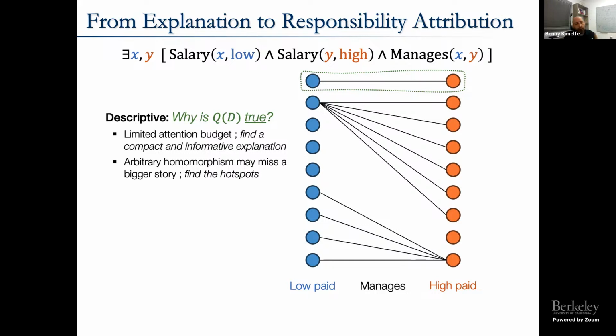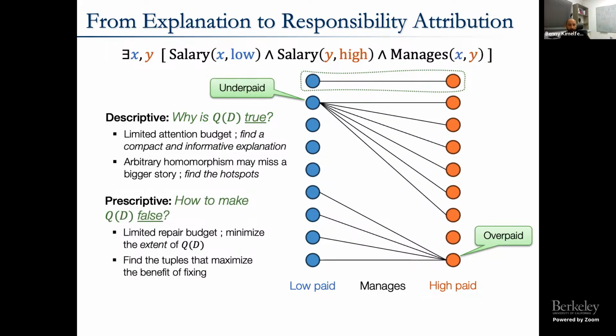So you can see here, for example, that there's a person who is managed by several people who are low paid, and that explains many of the occurrences. So this person is probably overpaid, or a person with a low salary who manages many people with a high salary. So this person might be underpaid. Okay, so if we use these tuples for an explanation, we get a bigger part of the story. So this is coming from the descriptive viewpoint.